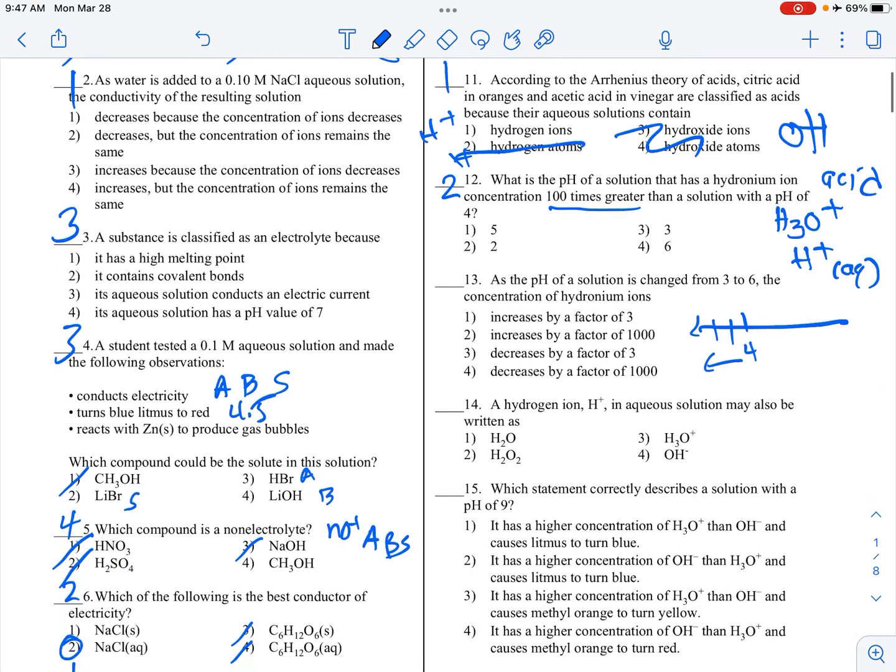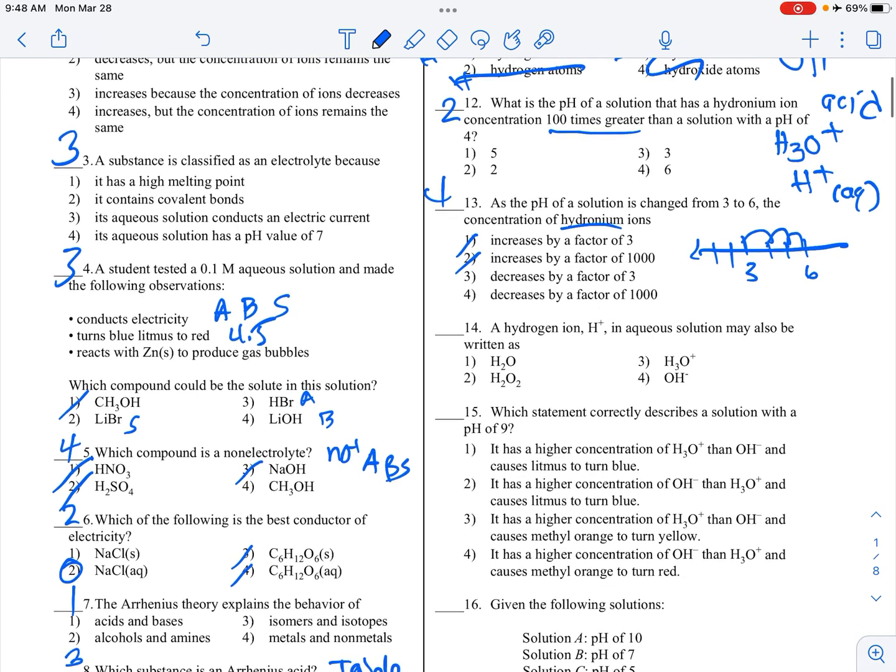As the pH of a solution has changed from 3 to 6, okay, so we're still talking about hydronium. Hydronium is acid. When you go from 3 to 6, you're becoming less like an acid. So they're going to decrease. So that's 10, 10 times 10 is 100, 10 times 10 times 10 is 1,000. So it's going to decrease by a factor of 1,000. Each jump is worth 10. We've already talked about 14. A hydrogen ion in aqueous solution can also be written as H3O+.